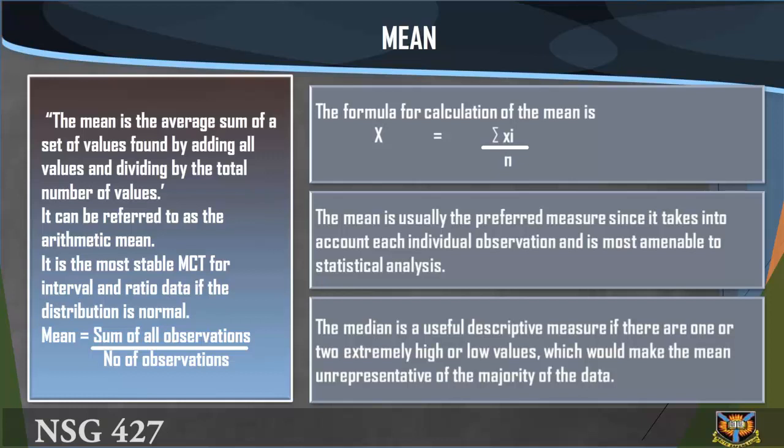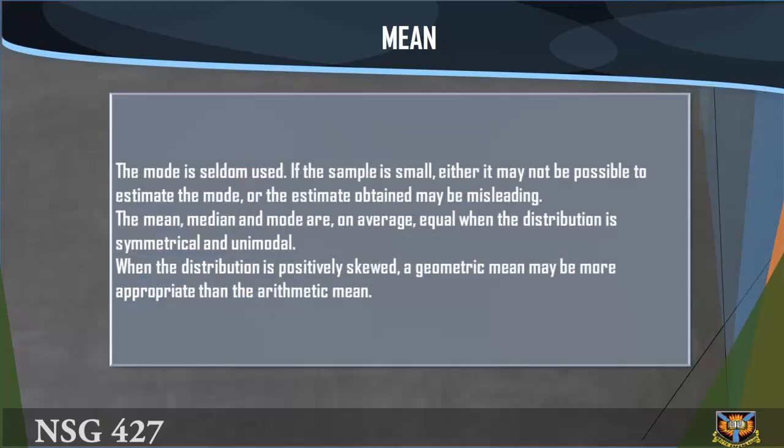The median is a useful descriptive measure if there are one or two extremely high or low values, which would make the mean unrepresentative of the majority of the data. The mode is seldom used if the sample is small. Either it may not be possible to estimate the mode, or the estimate obtained may be misleading. The mean, median, and mode are on average equal when the distribution is symmetrical and unimodal. When the distribution is positively skewed, a geometric mean may be more appropriate than the arithmetic mean.